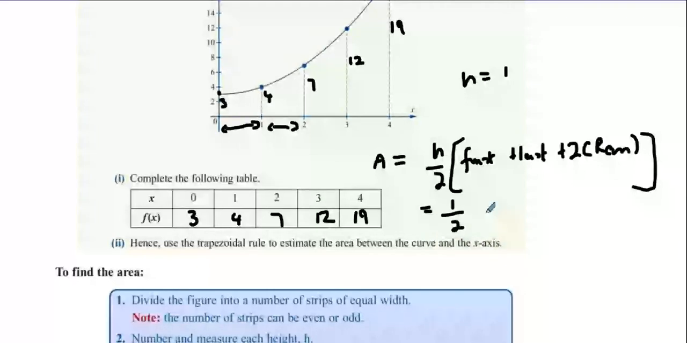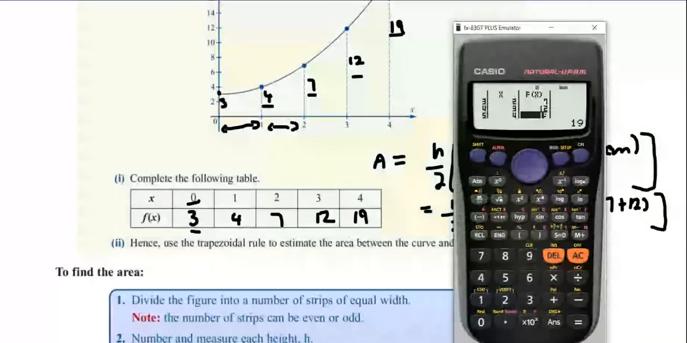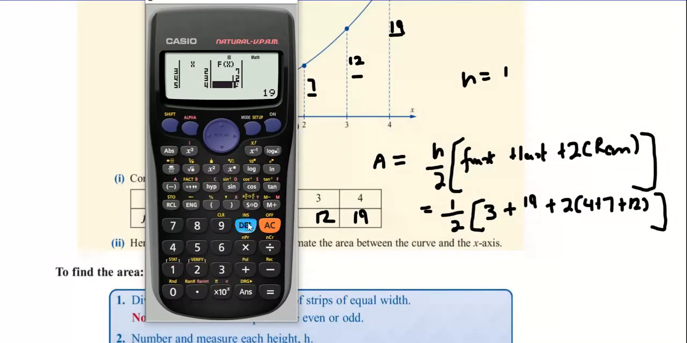Now your first height is what you begin with at 0, so your first height is 3. Your last height is 19. Your remaining heights are the ones you didn't use: 4, 7, and 12. So plus 2 times 4 plus 7 plus 12. You can put all that into the calculator if you want. I'll be inclined to put in the part that's in the brackets first.